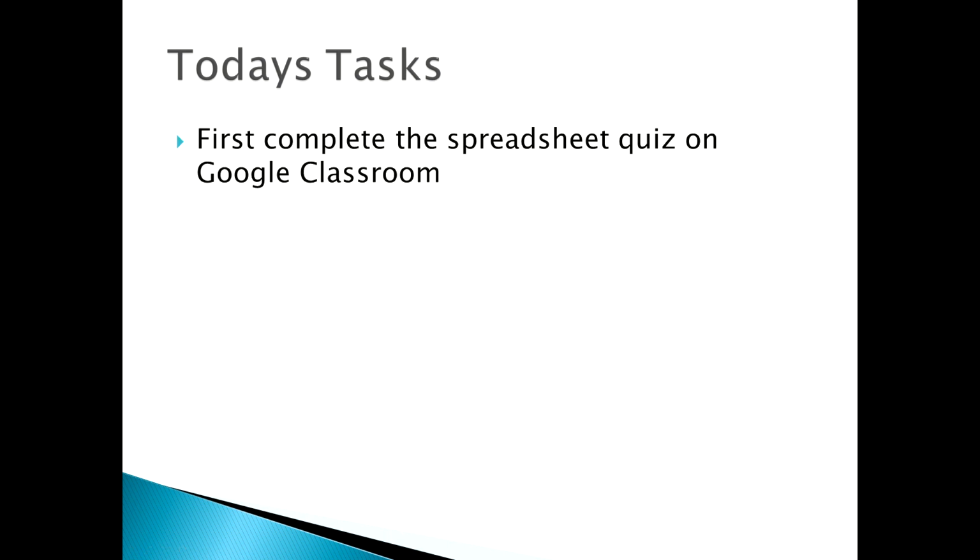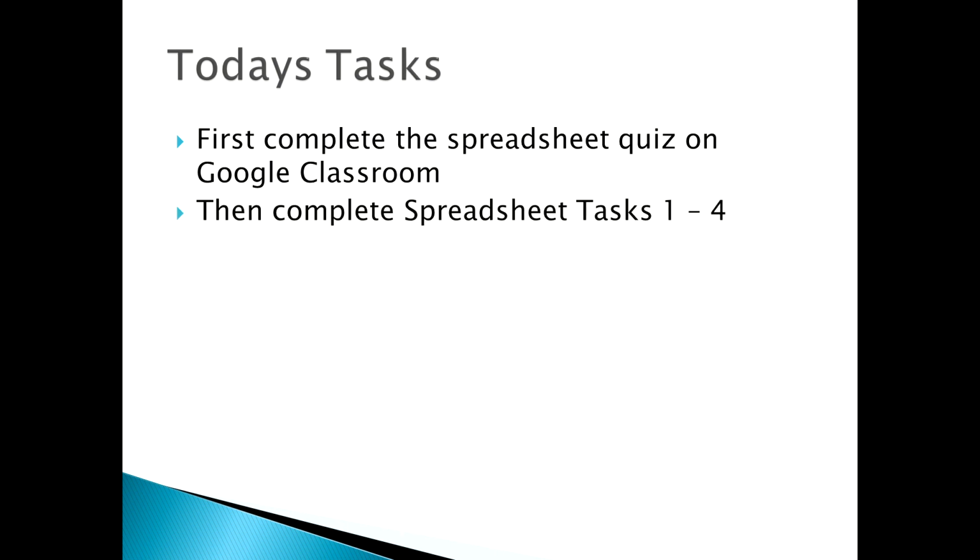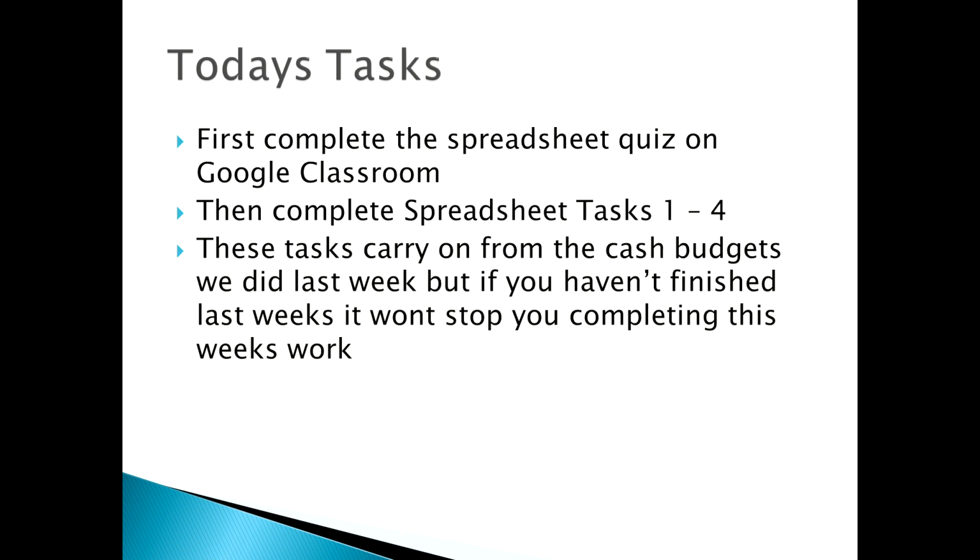Which brings us on to our work for today. First thing I'd like you to do is complete the spreadsheet quiz on the classroom, and then we're going to complete spreadsheet tasks 1 to 4. These spreadsheet tasks are going to carry on from the cash budgets that we were looking at last week. If you didn't get the cash budgets done last week, don't worry about them. It's not necessary for you to do them. It makes it a bit easier to understand where we're going with it, but please just have a go at these ones today, and if you watch the YouTube video, I'll explain how to do that.